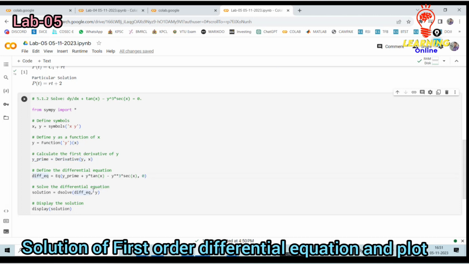diff underscore equal. Then the equation: y prime plus y into tan x minus y raised to 3 into sec x, at the value 0. Then I need to get the solution for that. Then I display that solution. Just I have to run this code.